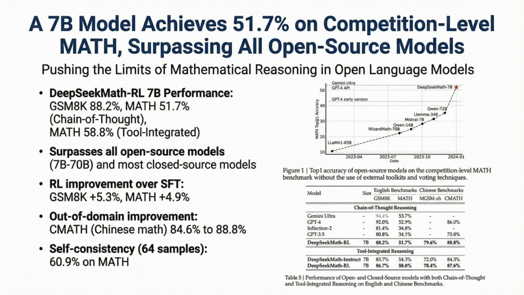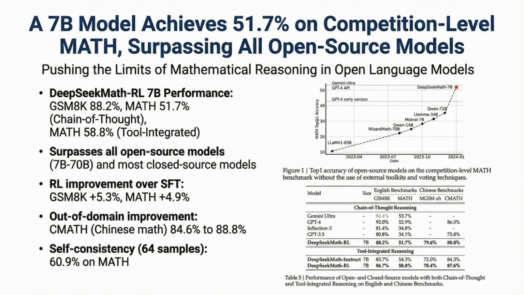And look at the progression. The base model gets 36.2%. After SFT, it jumps to 46.8%. And after GRPO, it reaches 51.7%. That last 5 percentage points from RL is particularly impressive because it comes from training on only about 144K questions, a tiny fraction of the SFT data.